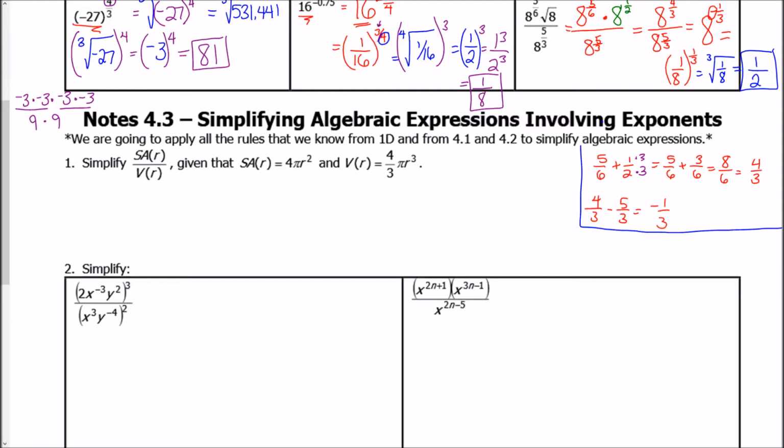Hi, ladies and gentlemen. Notes 4.3 are on simplifying algebraic expressions involving exponents. If you notice the note that I have written down right here, it says we're going to apply all the rules that we know from our 1D course, or grade 9 math, and from notes 4.1 and 4.2 to simplify our algebraic expressions. So essentially, this lesson is just about pulling everything together.